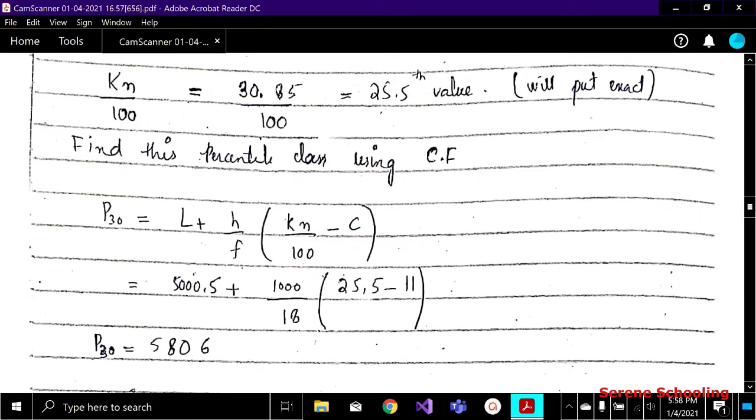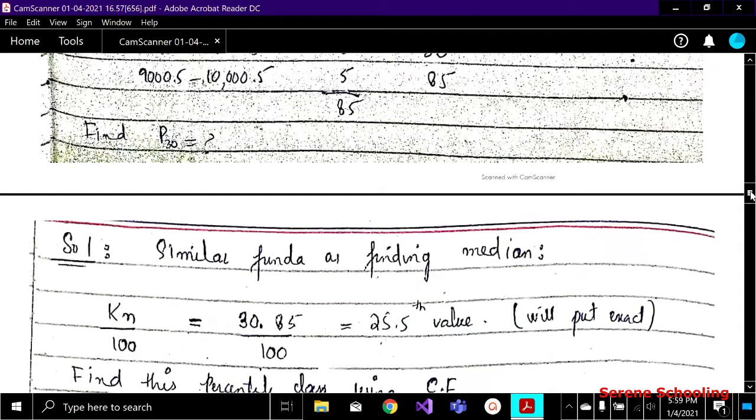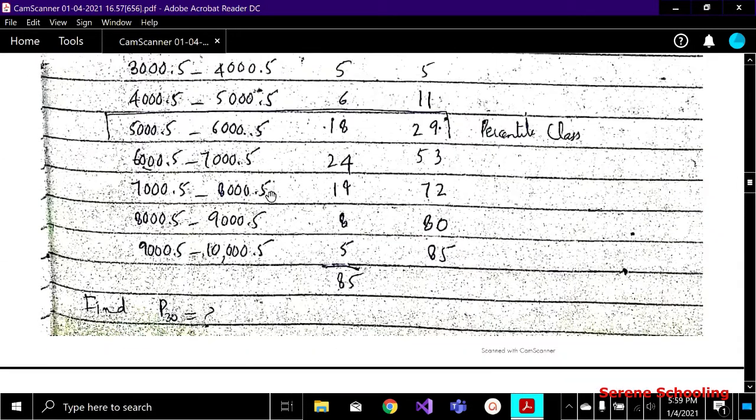We just have to know how to find the percentile class. The other thing is exactly the same. This L is the lower class limit, H is the class width. How we find the class width, we have discussed earlier. You can see 5005 minus 4005 gives us 1000, right? So come here.